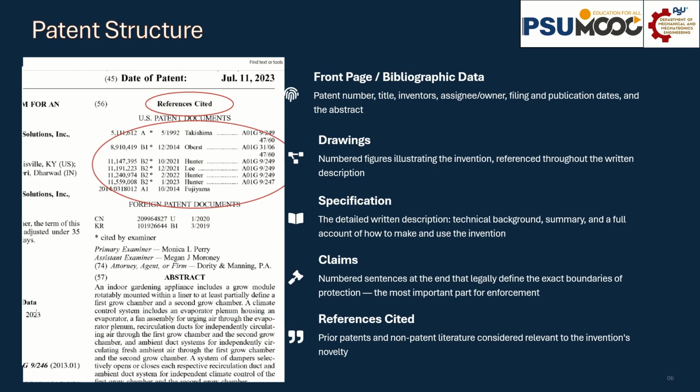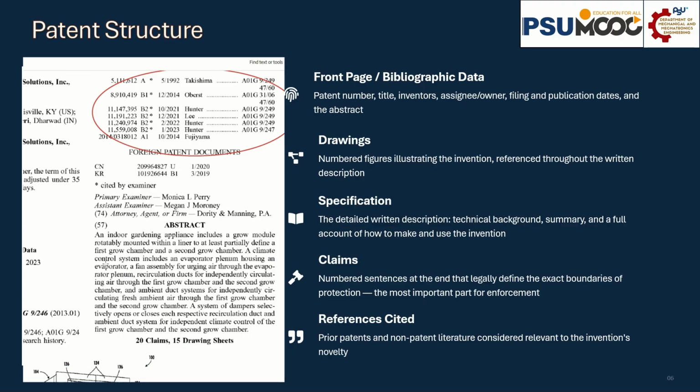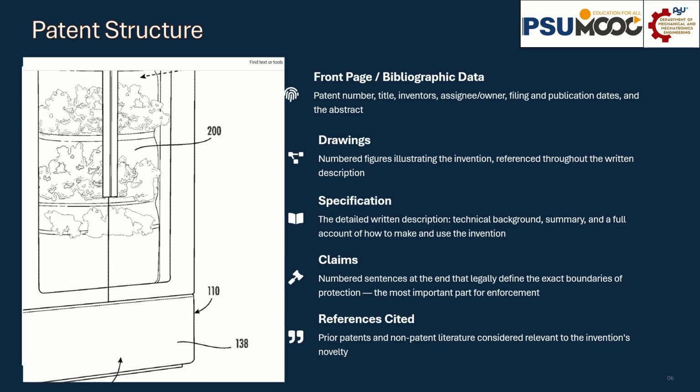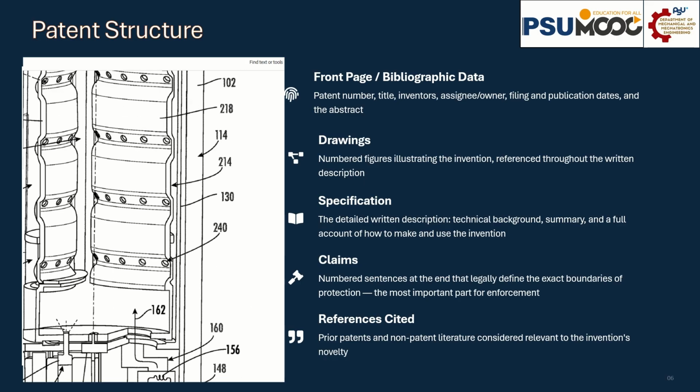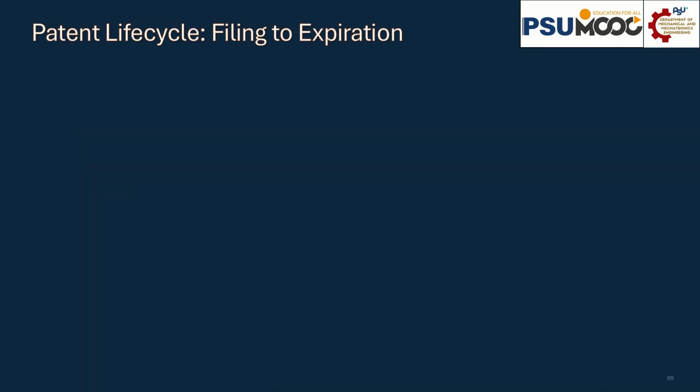When performing a patent analysis, most researchers focus first on the abstract, drawings, and the claims before reading the full specification. Now let us look at the chronological life cycle of a patent.